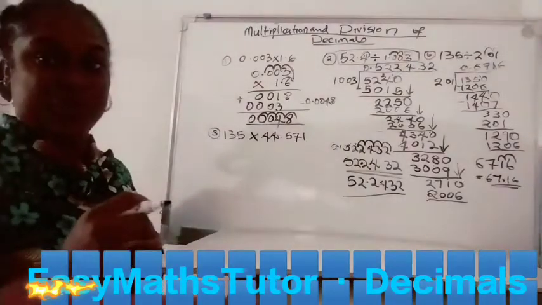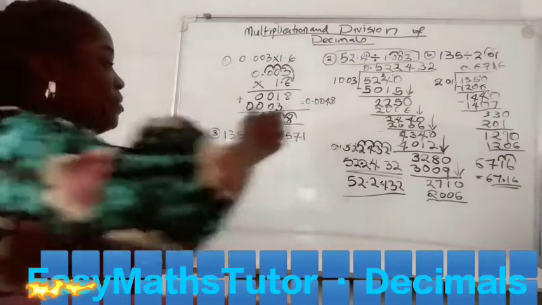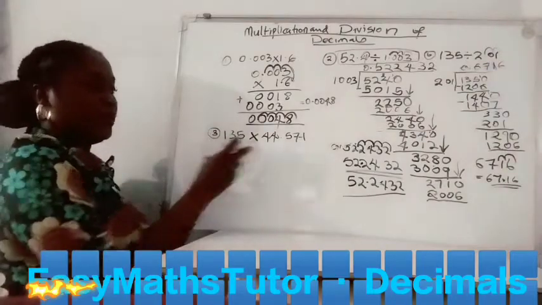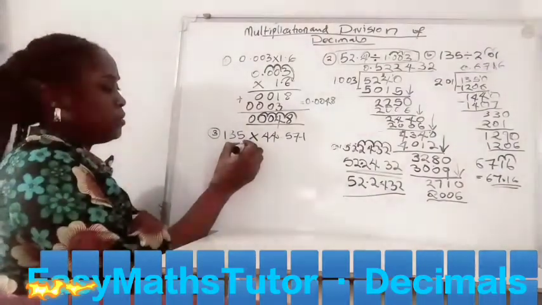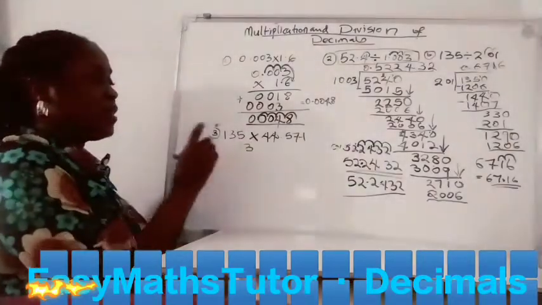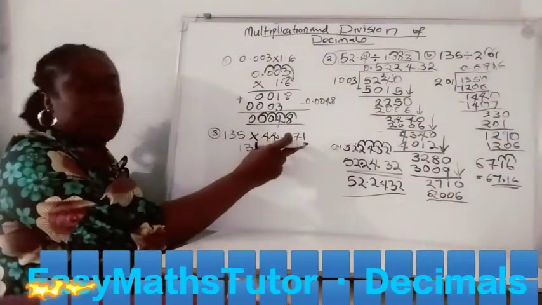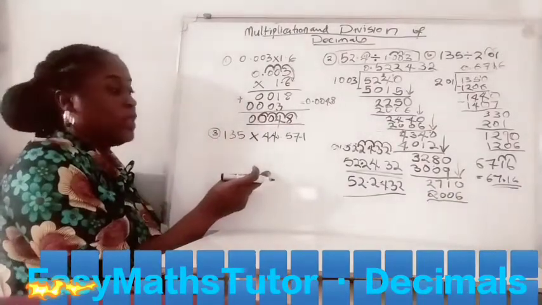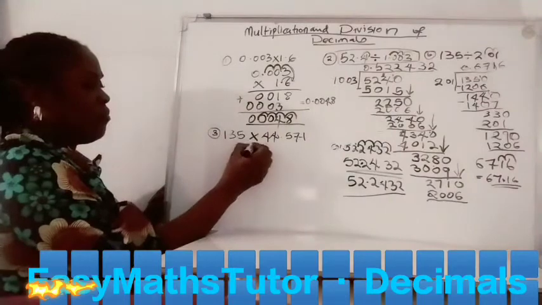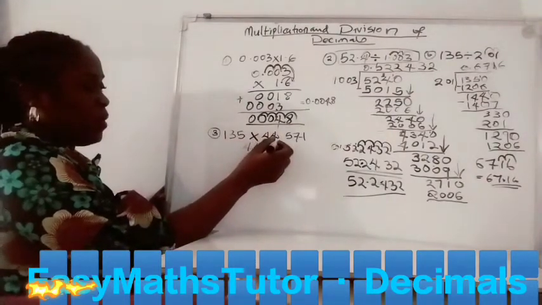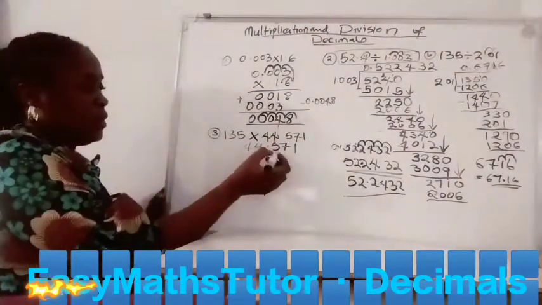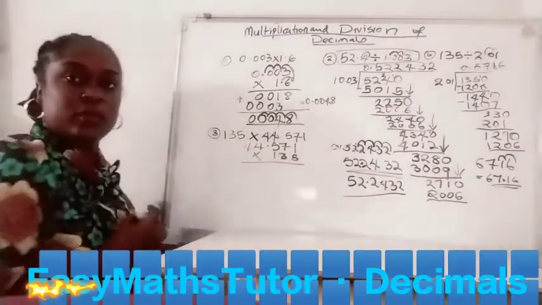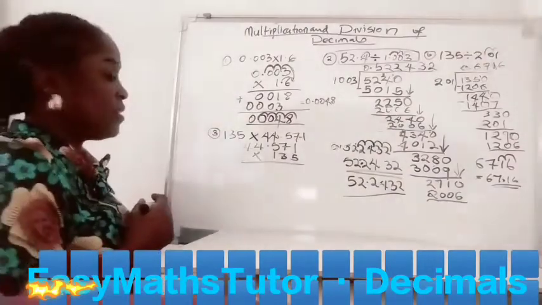A question to solve, not a literal problem, a mathematics problem. So let's multiply these. I'd rather use the one that has more digits on top, and the one that has fewer digits, I'll bring them down. So I will say 4.571 times 135. Do you get that? I think it's clear enough.